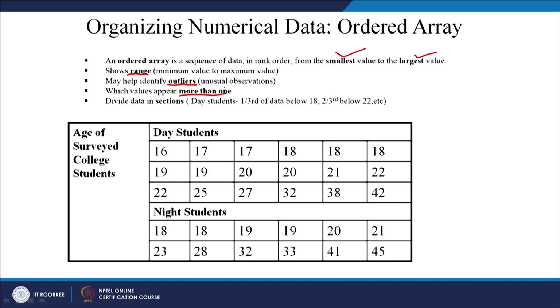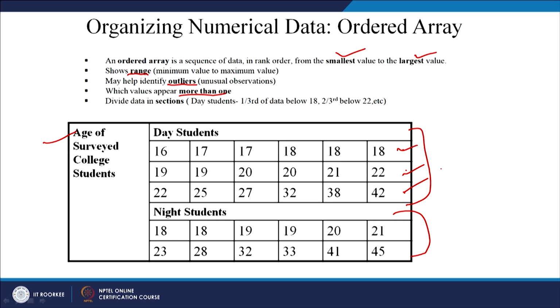So, we can count which data points are coming more than once, and we can divide data into different sections. For example, I have got a table over here in which I have surveyed the age of college students, those who are attending classes in daytime and those who attend in night time, right. So, day students and night students. If you look at it, there are a total of 18 students in this case. So, 6 plus 6 plus 6, right. So, we can divide this table into different sections.